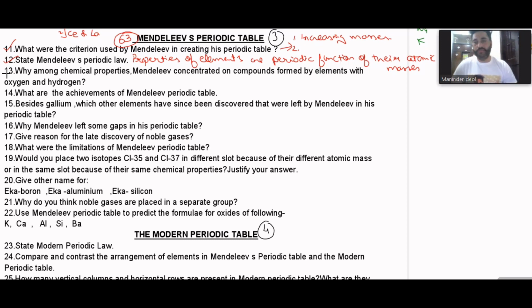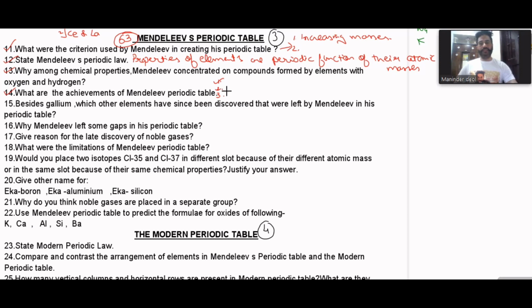Okay, so 13th now. Why among chemical properties did Mendeleev concentrate on compounds formed by the elements oxygen and hydrogen? This answer I have already given, because these elements are reactive, nearby to make compounds with every element, and second, these are easily available in nature. 14th now. What are the achievements of Mendeleev periodic table? Mainly you can list 2 or 3 points for achievements. One achievement is that elements were arranged in increasing order of atomic masses when he pinned the cards on the wall with similar chemical properties.